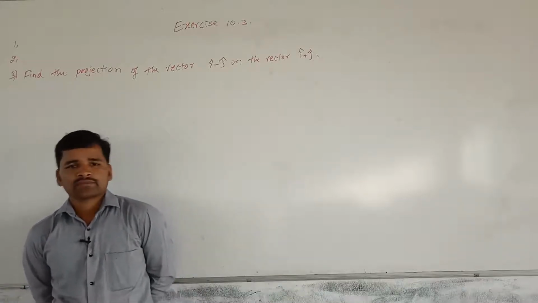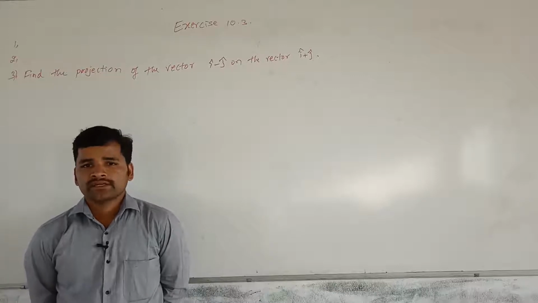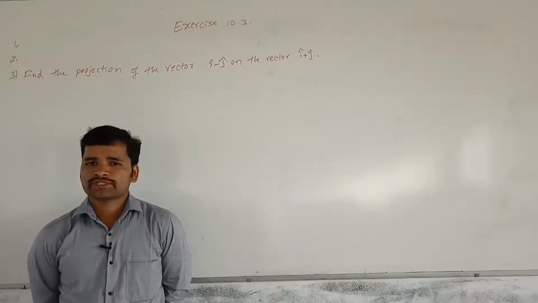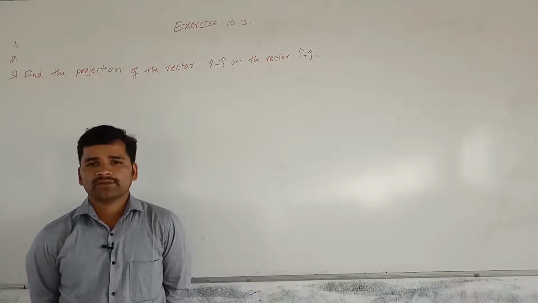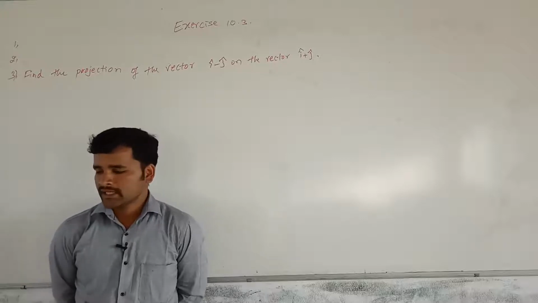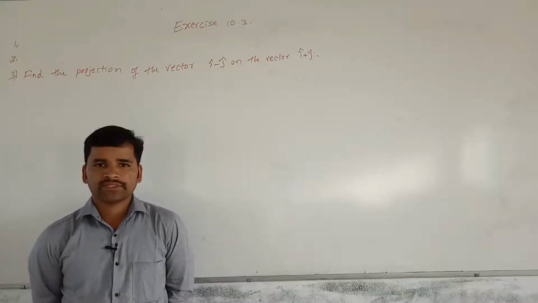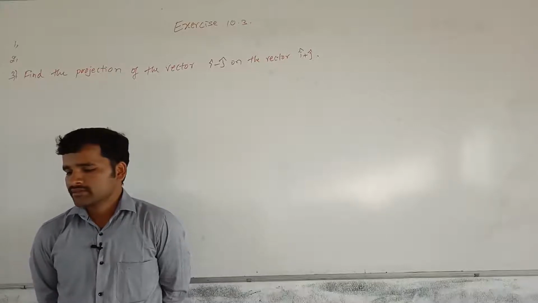One problem similar to this I have solved in the examples. You should solve this problem using the formula cos theta is equal to A dot B by magnitude of A into magnitude of B. So, I am leaving that question to you only in the exercise 10.3. Similarly, question number 2 also.